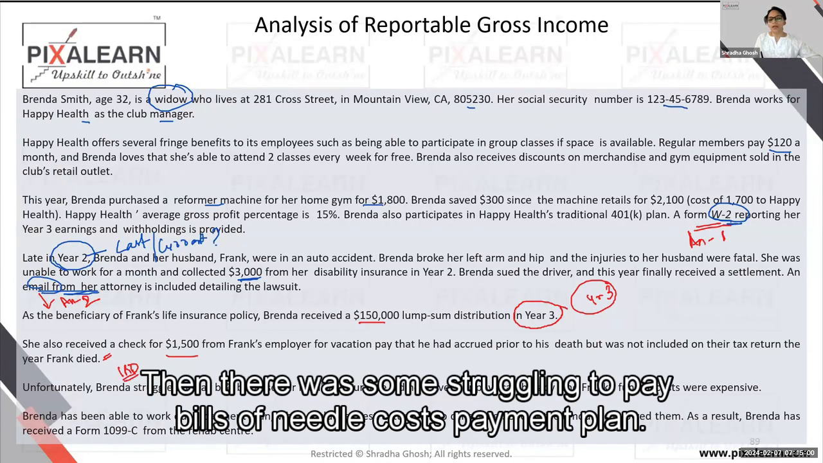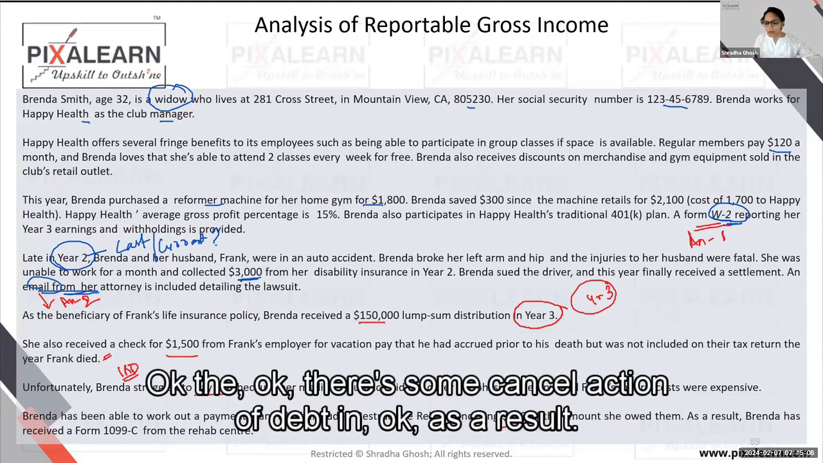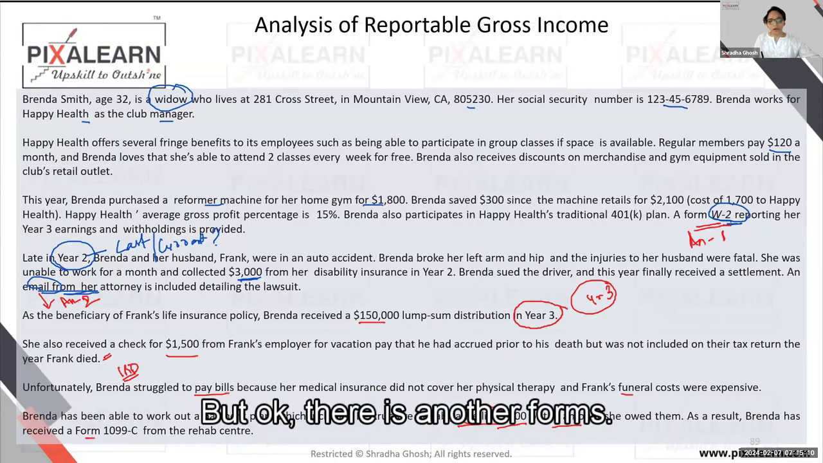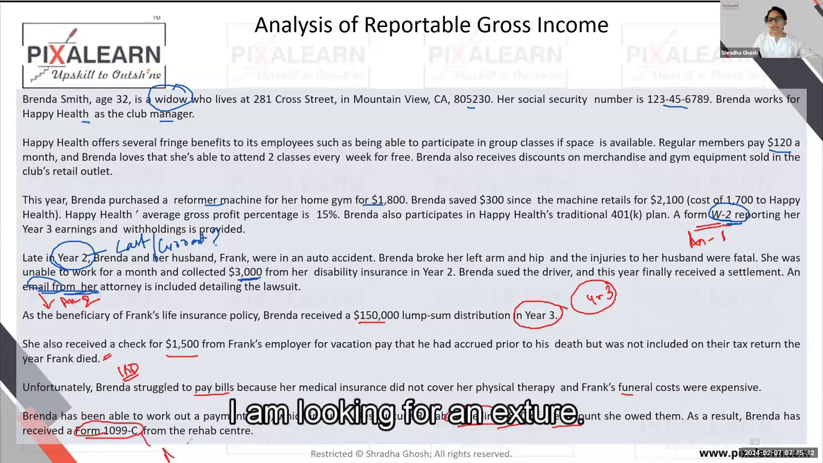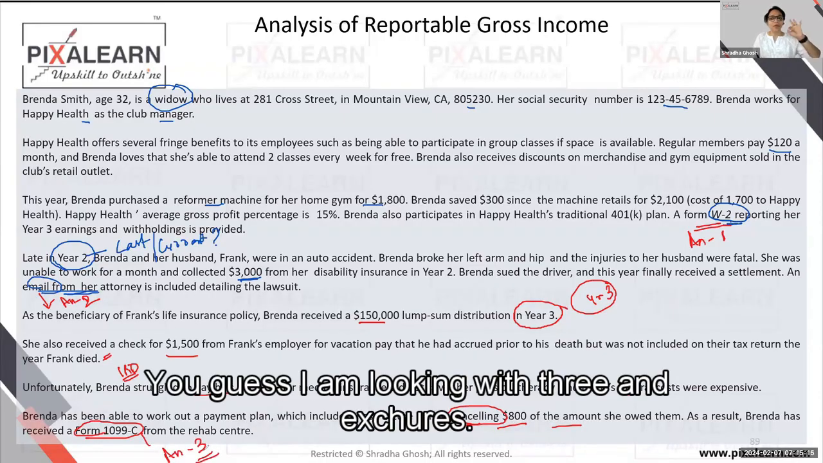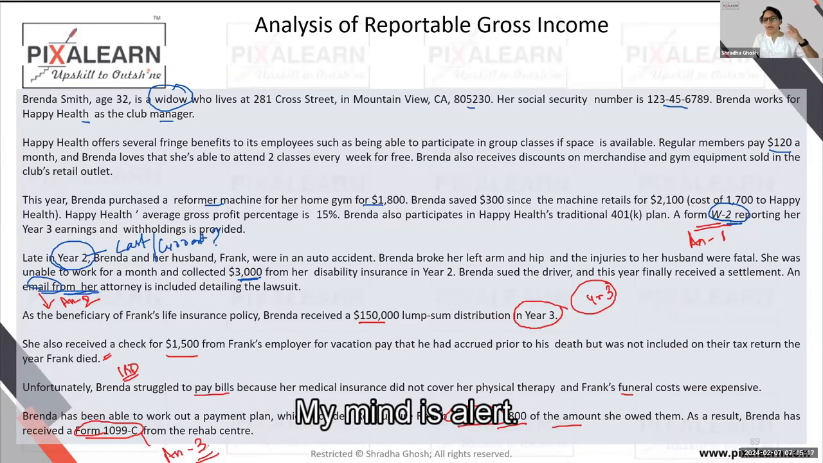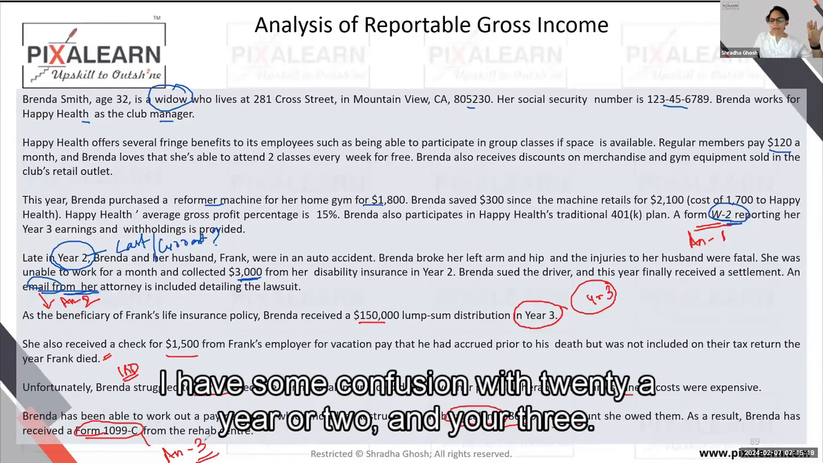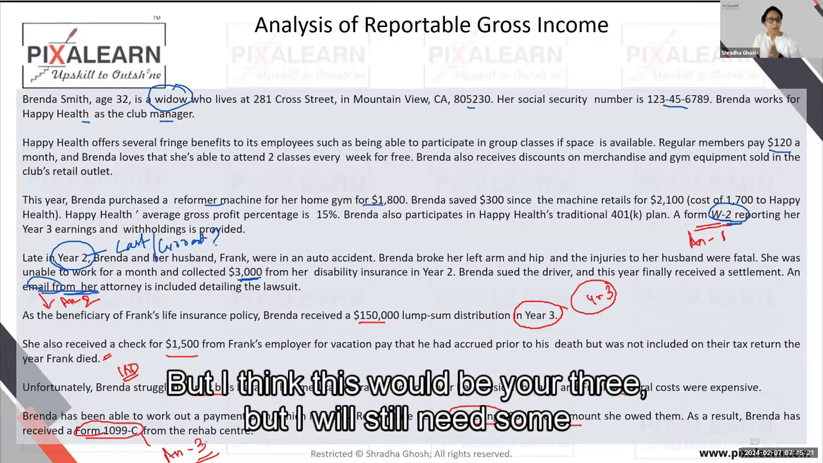Great. Then there was some struggling to pay bills, some funeral costs, payment plan. Okay. There's some cancellation of debt income. As a result, there is another form. So I'm looking for an extra one here. So I'm looking for 3 annexures. My mind is alert. I have some confusion with year 2 and year 3, but I think this would be year 3. But I will still need some confirmation.